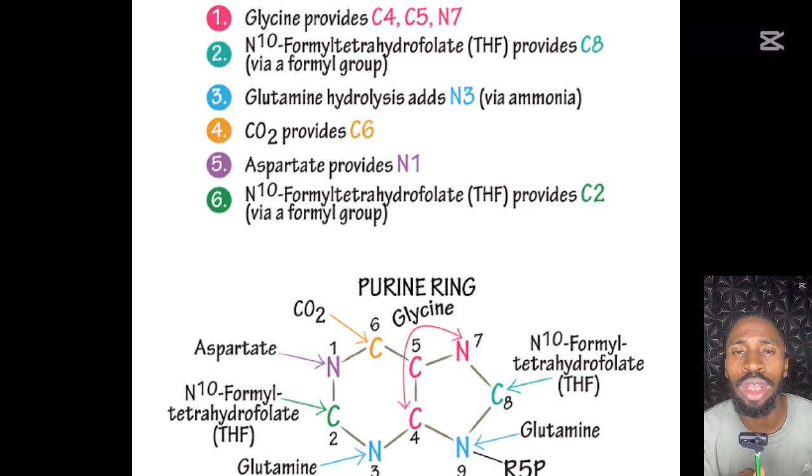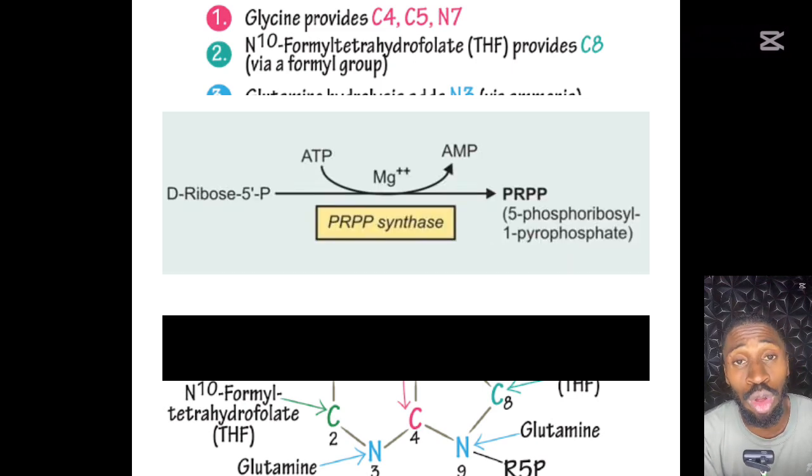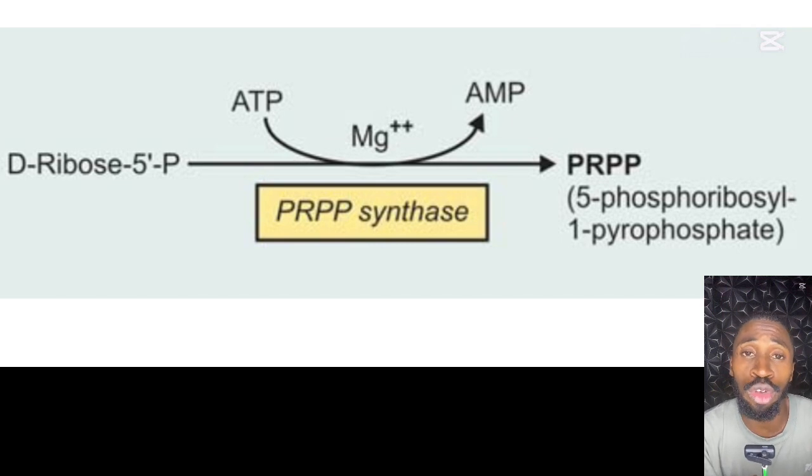So the first thing we'll be doing in the biosynthesis of purine nucleotides, what are we going to do first? First of all, I told you that you have to form the sugar, then you build the ring on the sugar. In making the sugar, in the oxidative phase of the HMP shunt, you are forming ribose 5-phosphate.